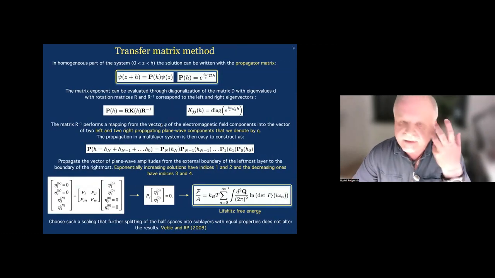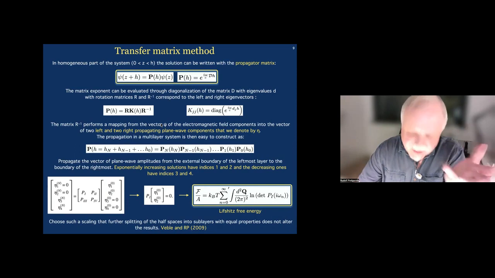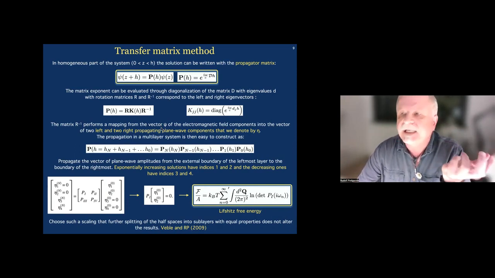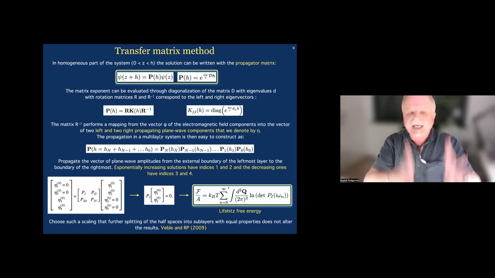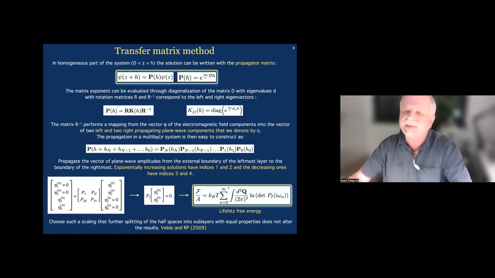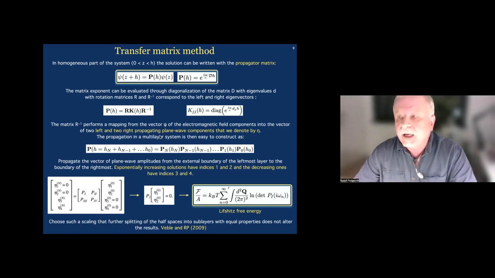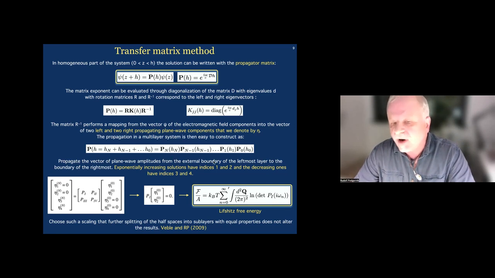The thing about this methodology that was really important for us is that it's very easy to find a solution for a sequence of slabs of finite thickness in order to obtain the van der Waals free energy right here. So this is the propagator matrix for a number of layers from 0 to n, each one of them of thickness H0, H1, and so on. This is the total propagator matrix.